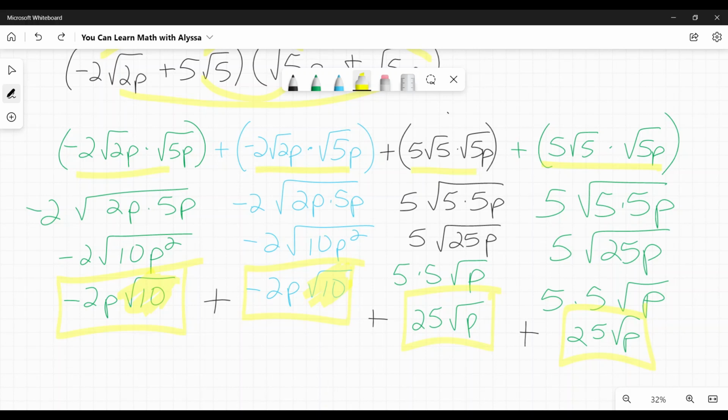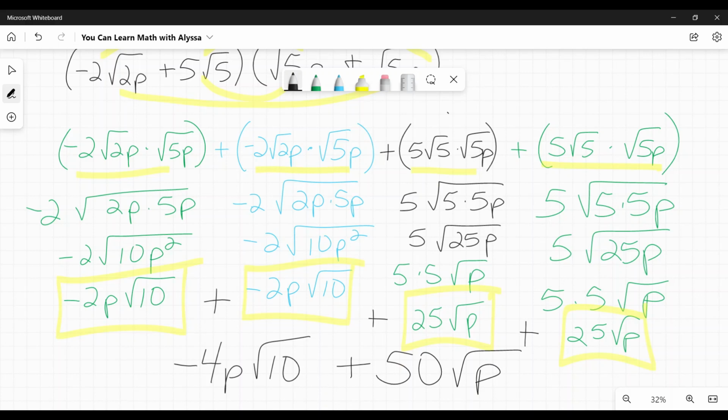So here I have square root of 10 and square root of 10. I can treat them like variables. So I have -2p square roots of 10, and I add another -2p square roots of 10, and that gives me -4p square roots of 10, which we would say that is -4p times the square root of 10. Over here I have 25 square roots of p, and I add 25 more square roots of p. So I can combine those, treat them like variables, and it's 50 square roots of p. And there we have our final answer. I cannot combine anymore. There is no more simplifying to be done, so we are done.